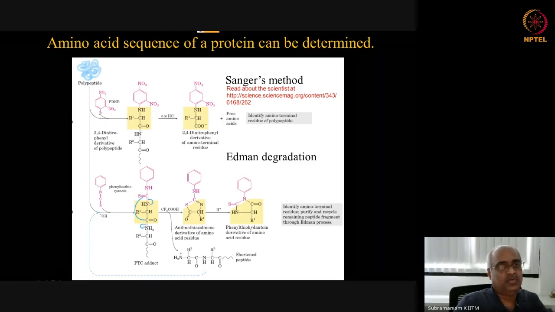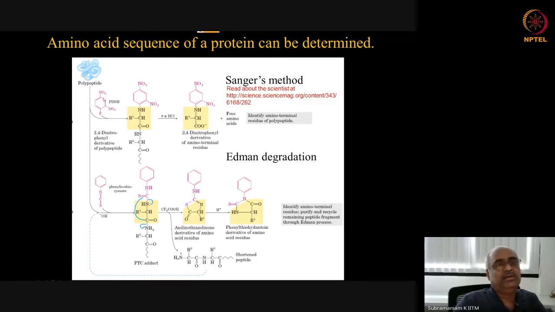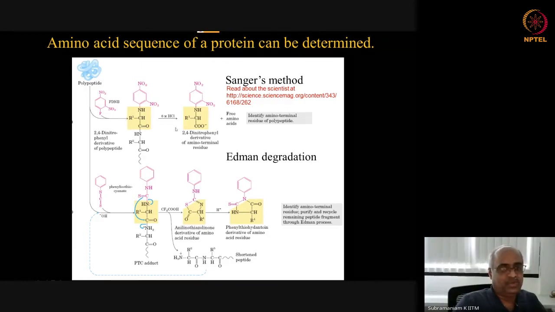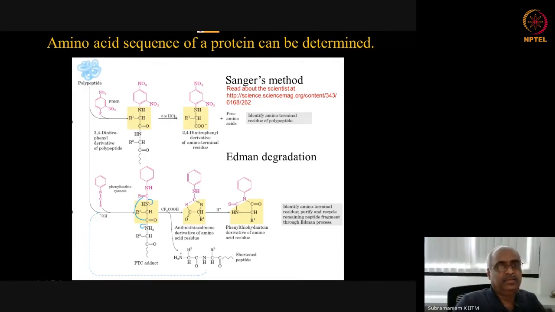This is fluorodinitrobenzene, okay, FDNB. This group is strongly reactive with this amino group and it gets covalently linked. Now you break the peptide bonds by adding 6 molar HCl and boiling. Then the peptide bonds get hydrolyzed into individual amino acids.